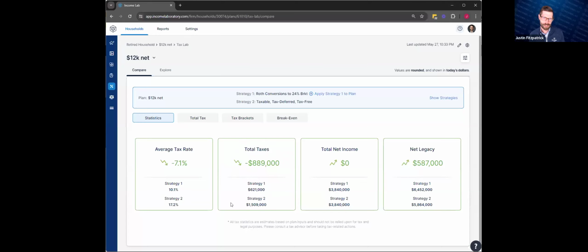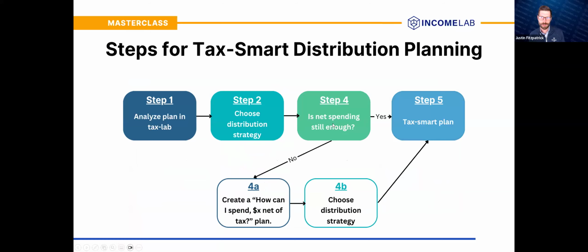So that addresses a few of the questions that we had, and it kind of gives you a feel for what the path is for doing this kind of planning. So it's analyze it, choose a distribution strategy that works, that provides value. Ask yourself, could we fund the taxes? If you can, you're done. If you can't, find a net of tax level to target. We talked about that last time. And then choose a distribution strategy again.